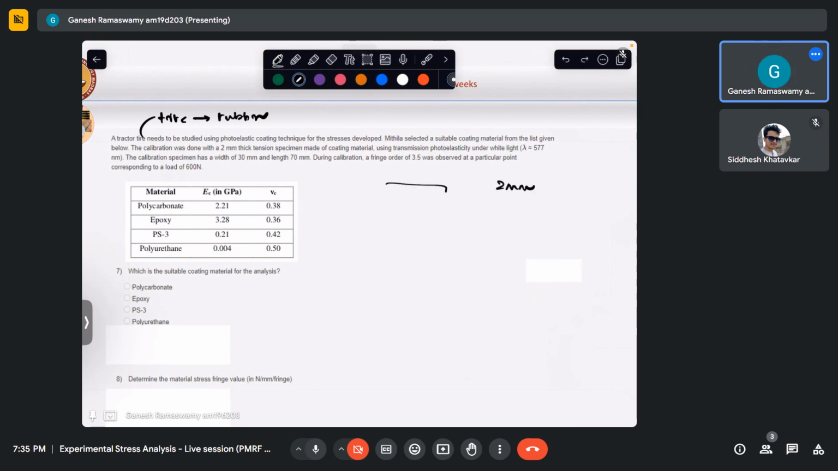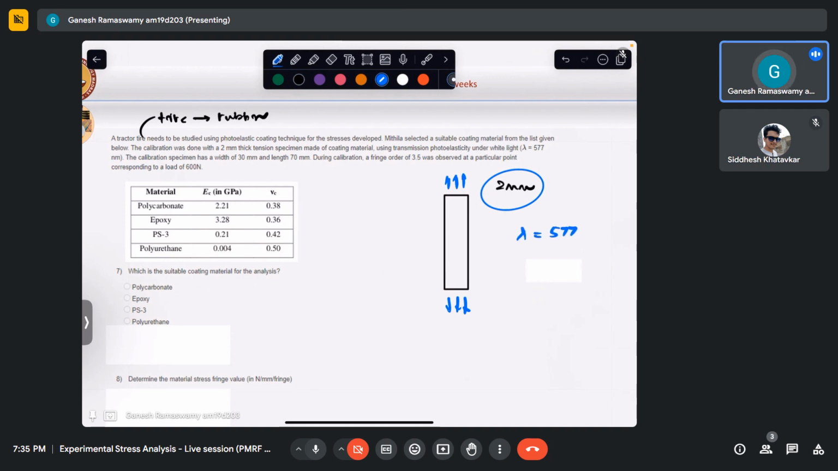So we have a tension specimen where we have applied some tension like that, and its thickness is 2 mm is what is given. So this was used for the calibration. That is, we pull, we find out what is the fringe order. It is made of a coating material, using transmission photoelasticity under white light with a wavelength of 577 nanometers. The calibration specimen had a width of 30 mm and a length of 70 mm.